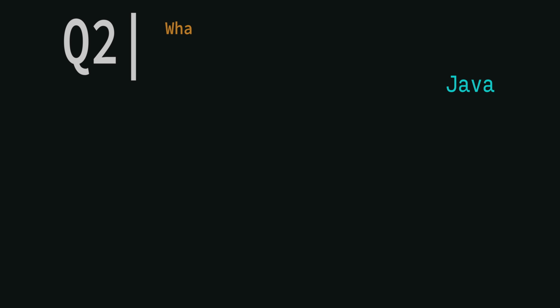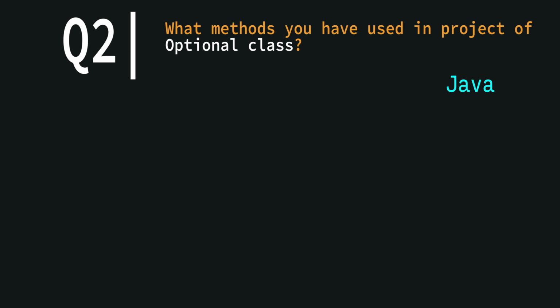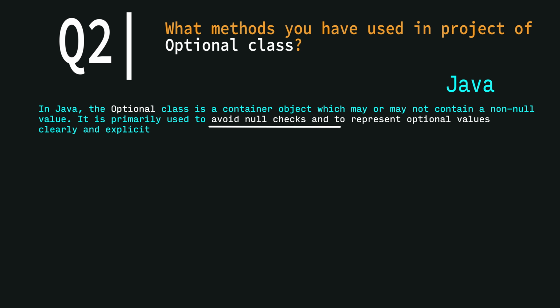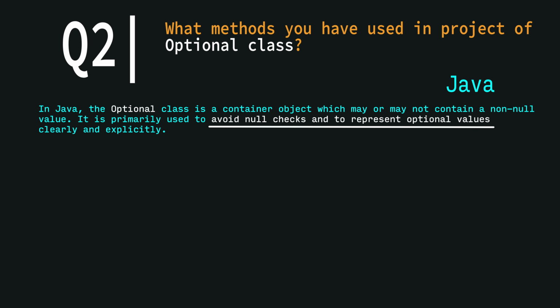So the second question from Java is: what methods of the Optional class have you used in your project? I hope you are well aware of this Optional class, right? Actually, this is a container object kind of class. Usually we use this to avoid null checks and null pointer exceptions. So this container object may or may not have a null value in it.